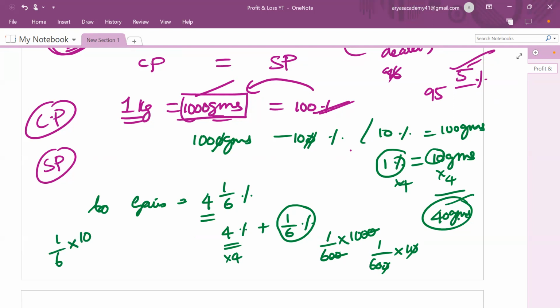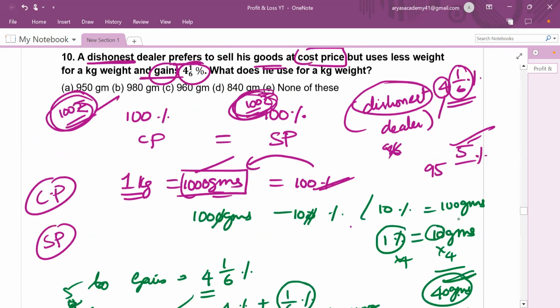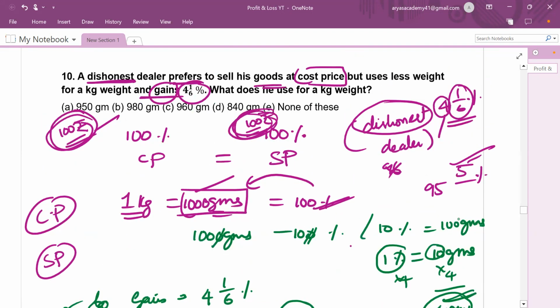1 by 6%. 1% is 10 grams. 1 by 6% of 10 grams is 10 by 6. 6 ones are 6, 40, 6 sixes are 36, 40. It will continue like this. So you can round it up to 1.7 grams. Already there is 40 grams. If you add another 1 by 6% or 1.7 grams, it will be a loss of 41.7 grams overall. So he is actually removing 41.7 grams.